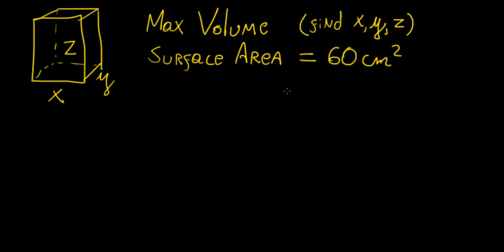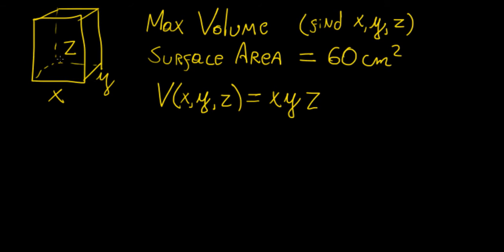So what we're going to do with this is we're going to set up two functions. The first function that we want to optimize is obviously the volume. So we're going to have a volume function here. And because this is just a box, we know it's just going to be the product of all lengths. So that's going to be the function we want to optimize. And then our constraint function is going to be this.